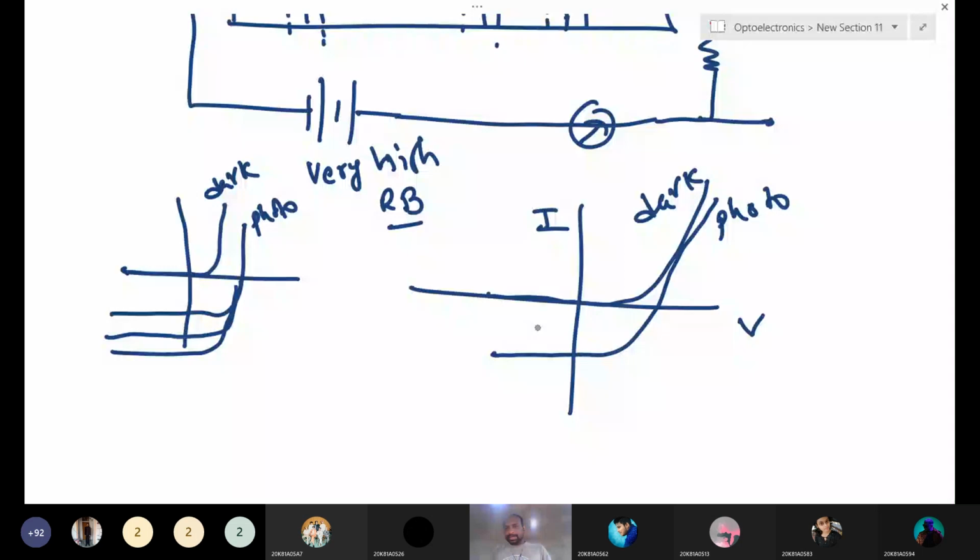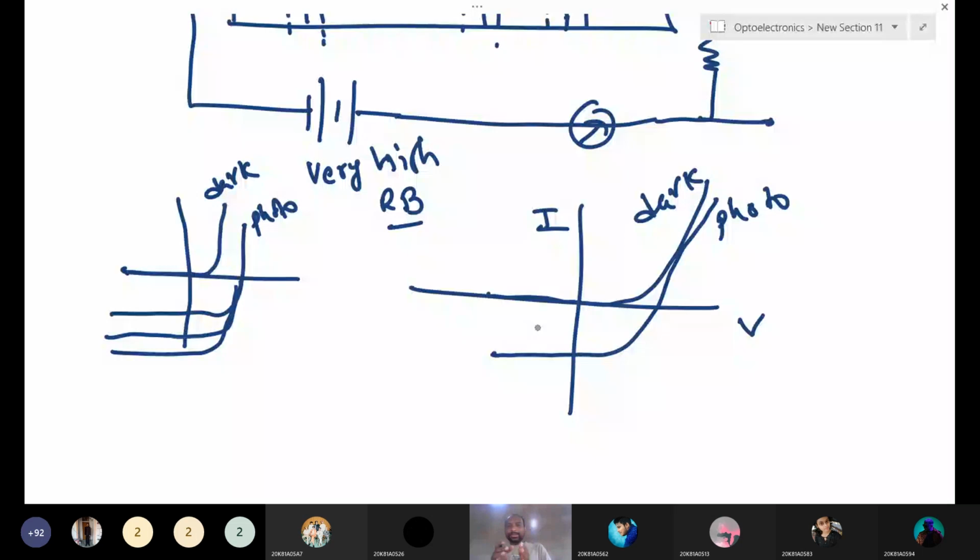So the main advantage here is that the light intensity is low, but using this impact ionization or multiplication process we are producing high current. That is the main application we have implemented in this photodiode.